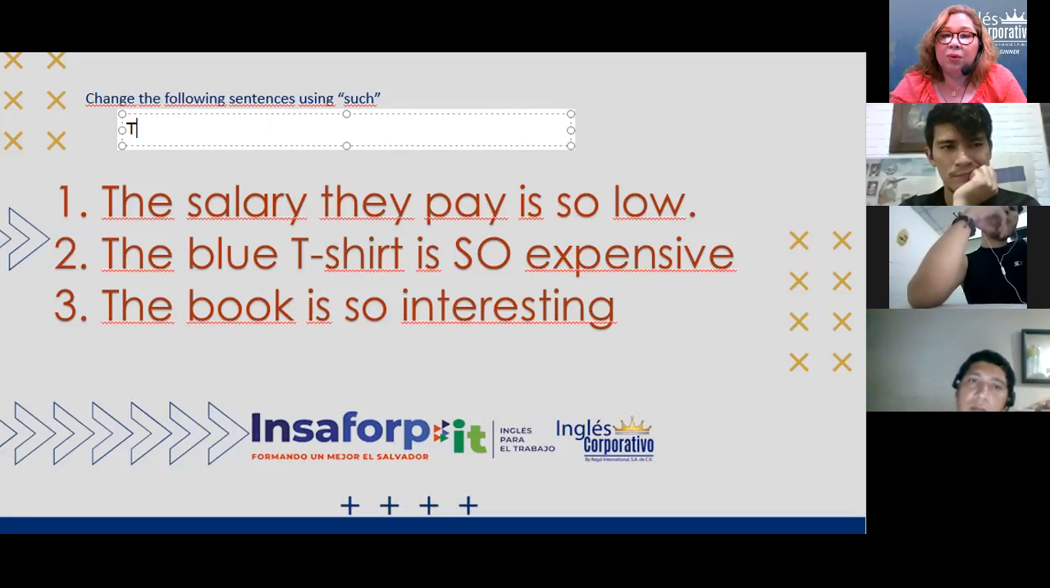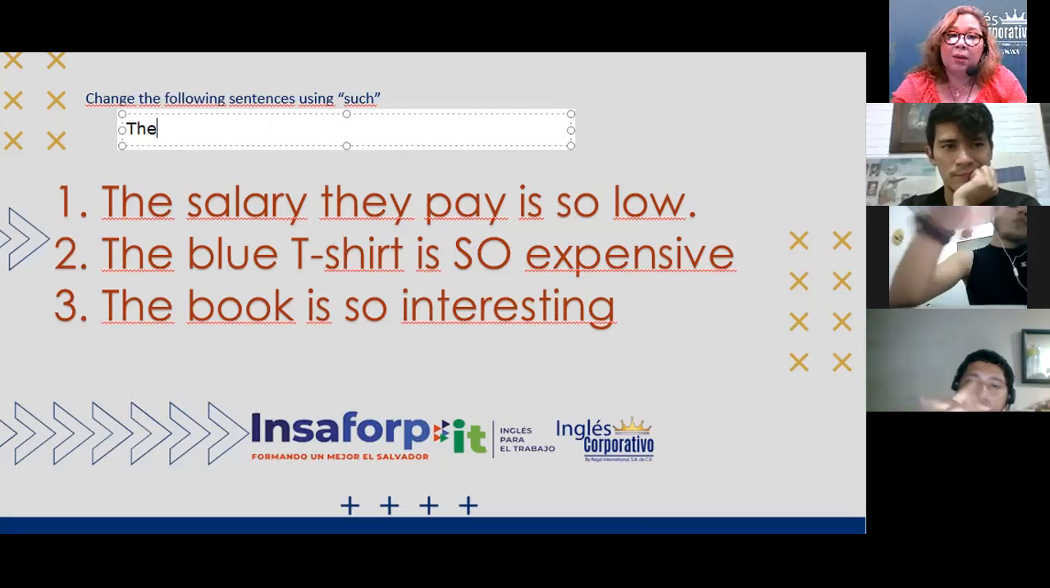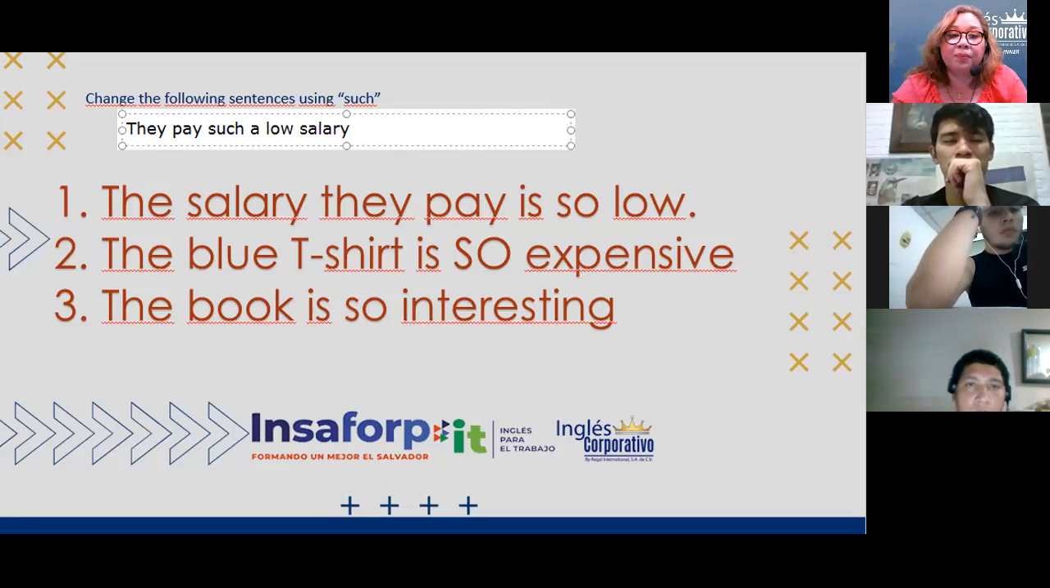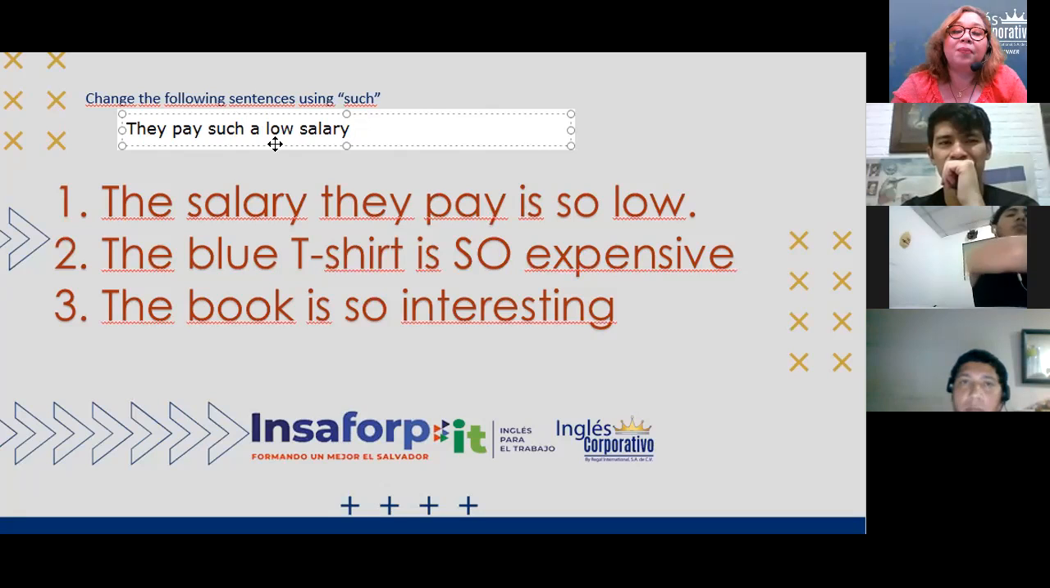The payment or... repítamelo, Silvia. They pay is such low salary. Okay, ahí le quitamos is. Y ponemos, they pay such a low salary, okay? Such a low salary, okay? Y ahí ya tenemos un nombre, ¿ve? Salary. Ahí sí ya podemos usar such a. ¿Por qué a? Porque salary aquí es uno, ¿verdad? Entonces, such a.